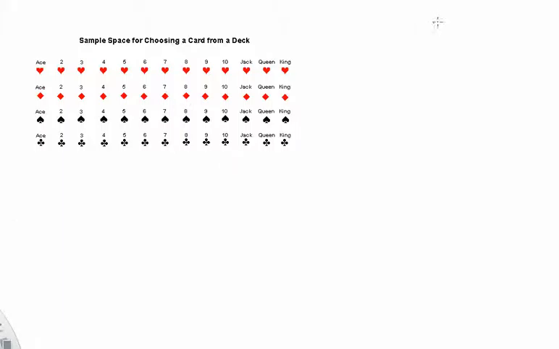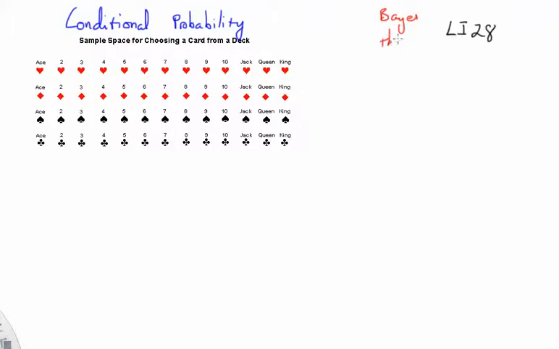Hello, this video is for learning intention number 28, and here we're looking at conditional probability. I find this a very tough topic. Conditional probability, the maths is understood, the philosophy isn't. If you're actually interested in understanding what's going on with conditional probability in your own time, look up something called Bayes' theorem.